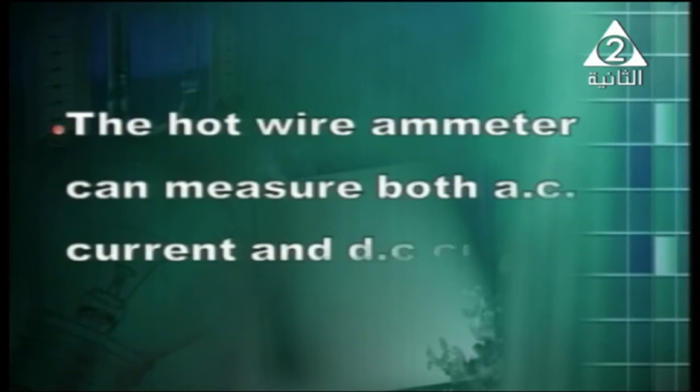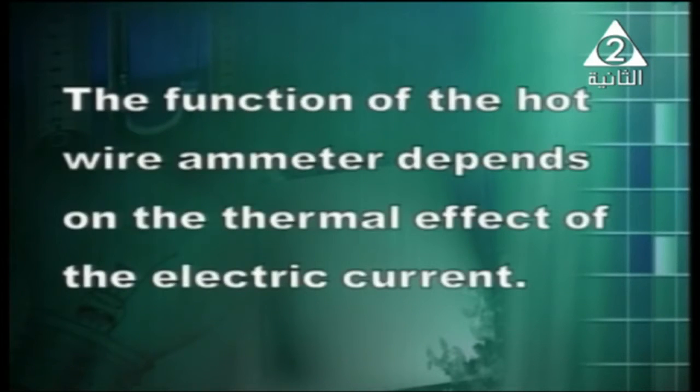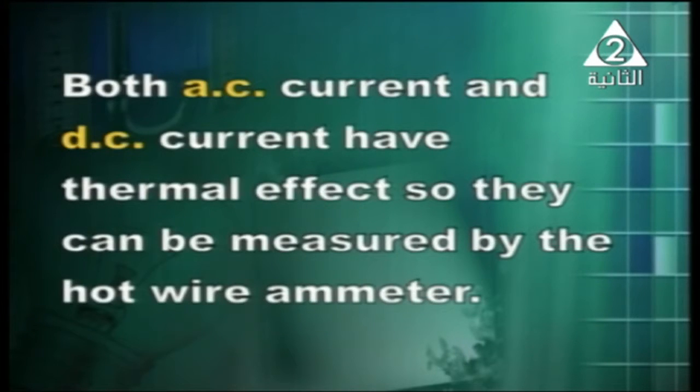Another give reason: the hot wire emitter can measure both AC current and DC current. As a matter of fact, the function of the hot wire emitter depends on the thermal effect of the electric current. Both AC current and DC current have thermal effect, so they can be measured by the hot wire emitter.